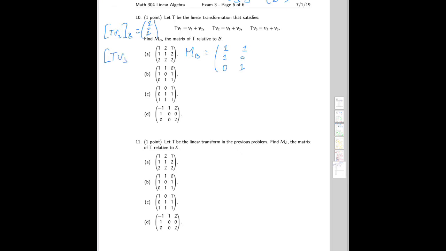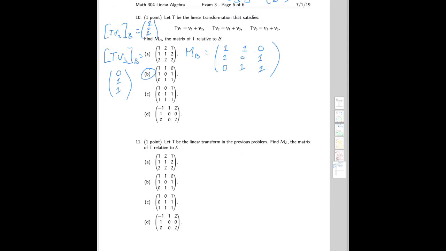And then the last column is going to be T applied to v3, and again, that's going to be relative to the B basis. T applied to v3 is v2 plus v3. So the coordinates of v2 plus v3 relative to the B basis are 0, 1, 1. Okay, and it looks like the correct answer choice then is answer choice B.